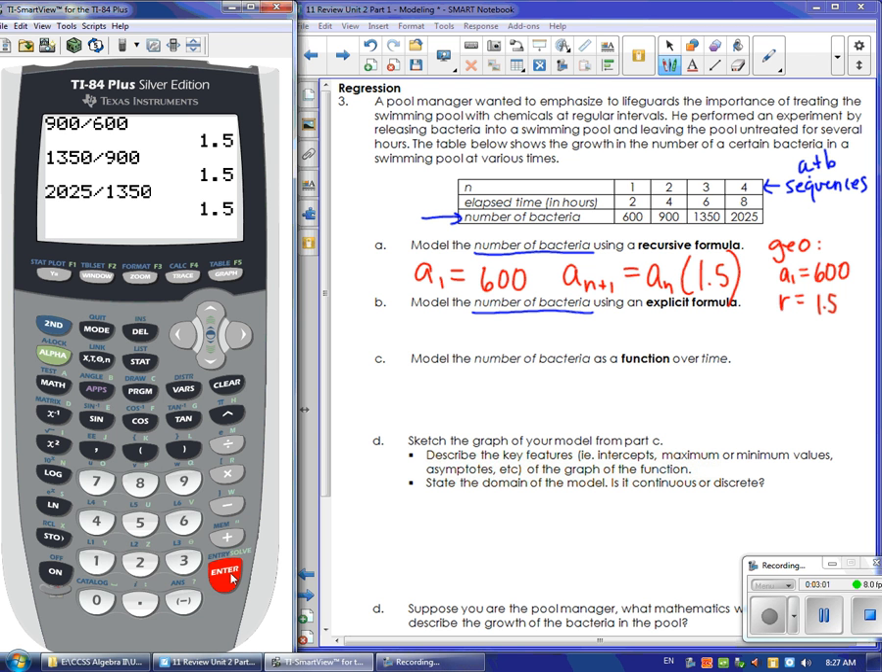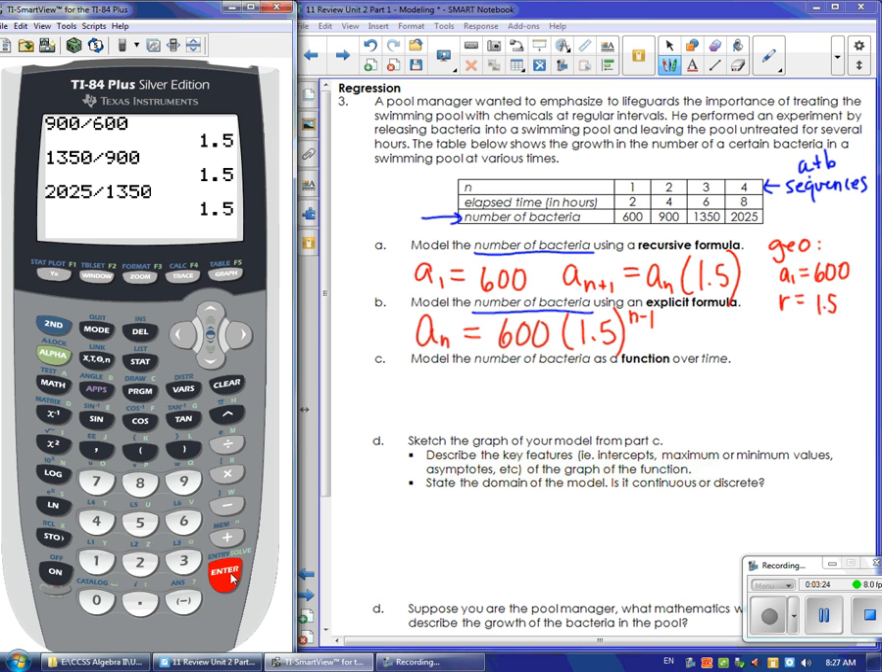The explicit formula, remember, combines the first term and the rate of change together into one formula. And we call that a sub n. And so I know I'm starting at 600. And after that, I'm just multiplying everything times 1.5. To make it a rule, though, I need to include an exponent of n minus 1. So that's using what we know about sequences.